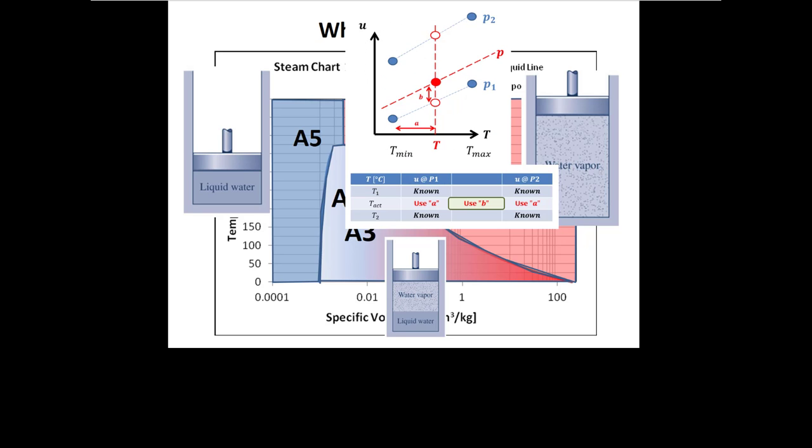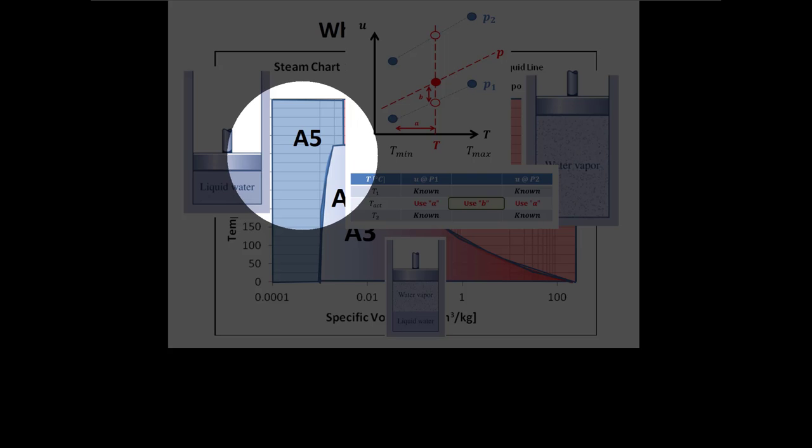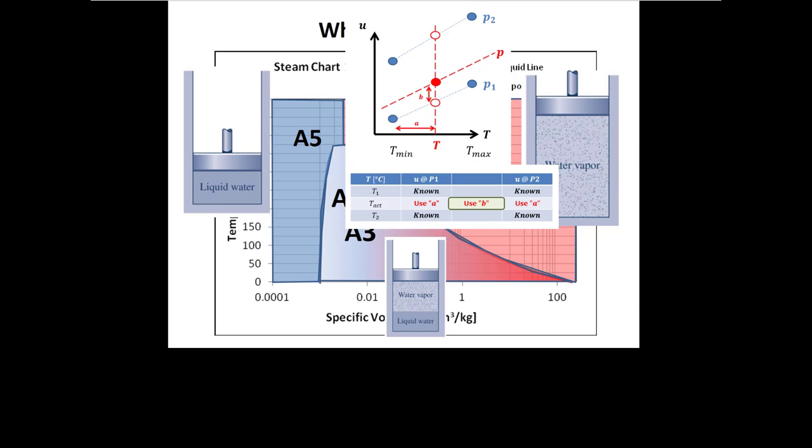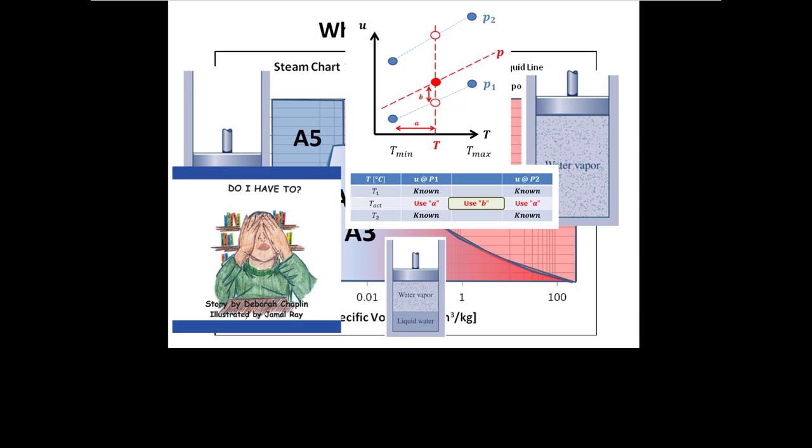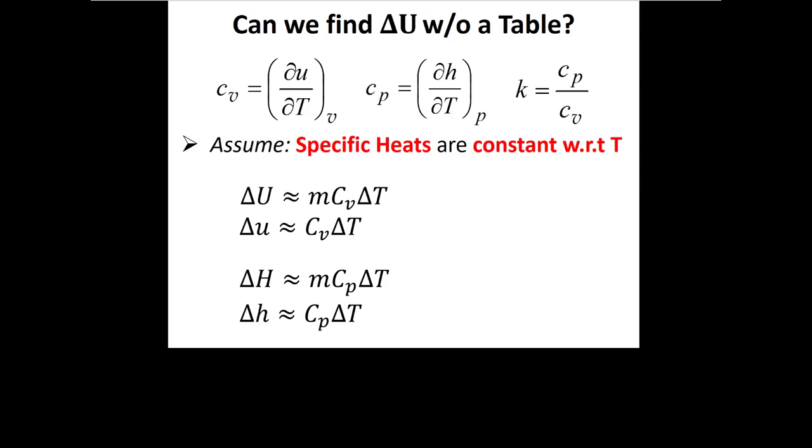Now, this can happen virtually anywhere on a TV diagram because it can happen in any phase. But because our data is most sparse for subcooled or compressed liquids, it's most likely, I think, to happen here when we're looking up water in that phase. So in this class, we're going to ask the question, do we have to do double interpolation for liquid water? Now, it turns out that there's a shortcut that we can take, but it involves making an assumption.